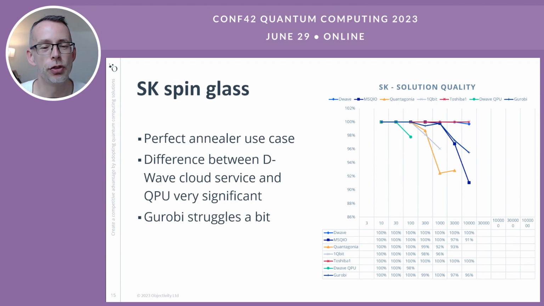Toshiba is another pure quantum inspired annealer. MSQAO, Quantagonia, 1 qubit, Toshiba, they're all quantum inspired rather than quantum as such. Toshiba performed very similarly to the D-Wave hybrid offering. Found the optimum solution to the spin glass problem, right up to 10,000, which is where the hardware starts to reach its limits.